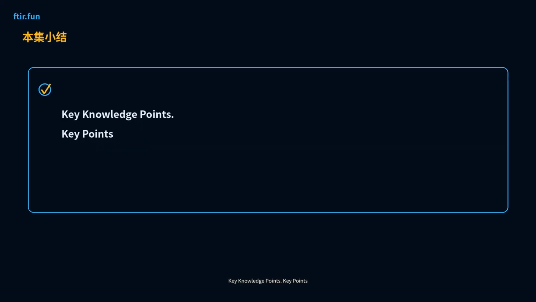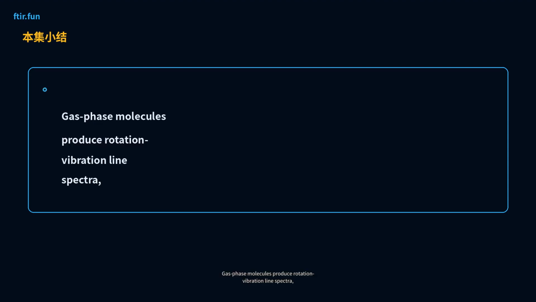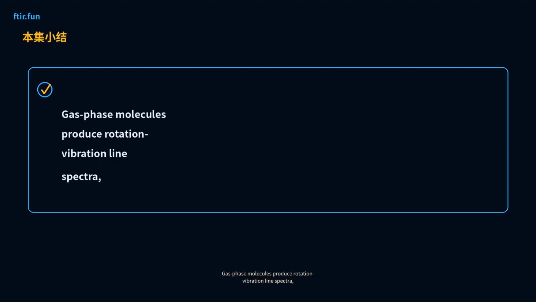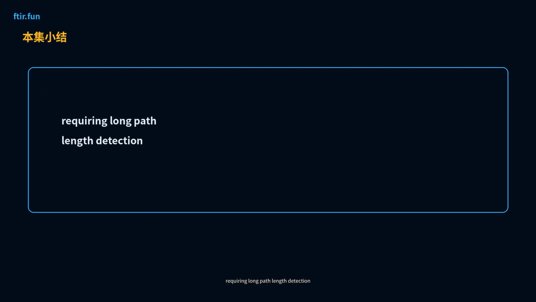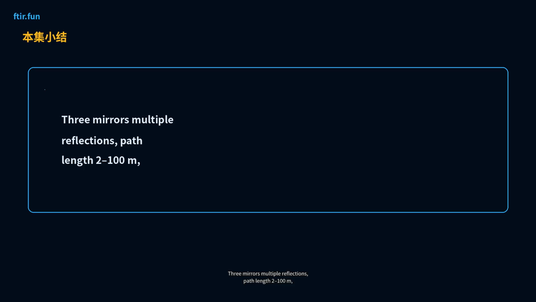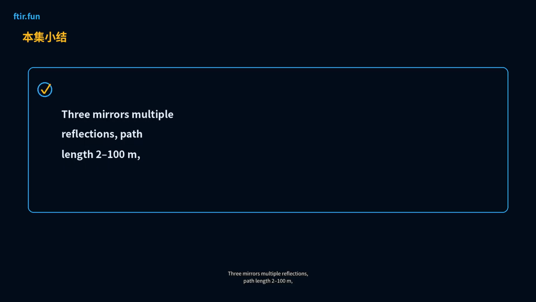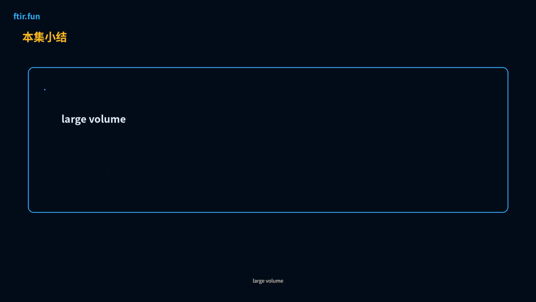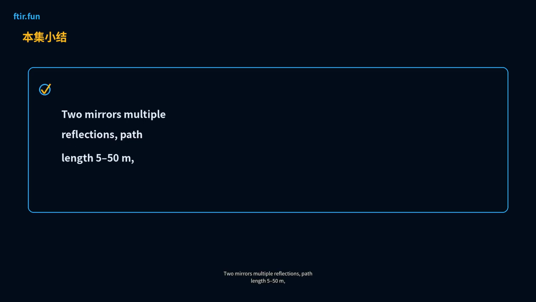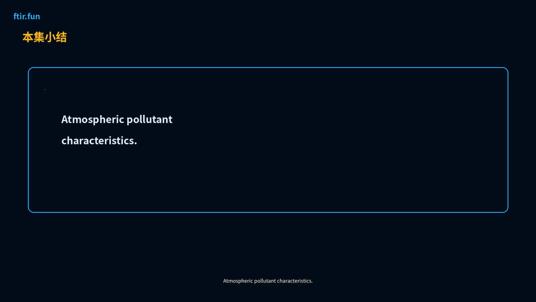Key points. Gas FTIR principle: gas phase molecules produce rotation-vibration line spectra, requiring long path length detection. White cell: 3 mirrors, multiple reflections, path length up to 100 meters, large volume. Herriott cell: 2 mirrors, multiple reflections, path length 5 to 50 meters, small volume. Atmospheric pollutant characteristics.